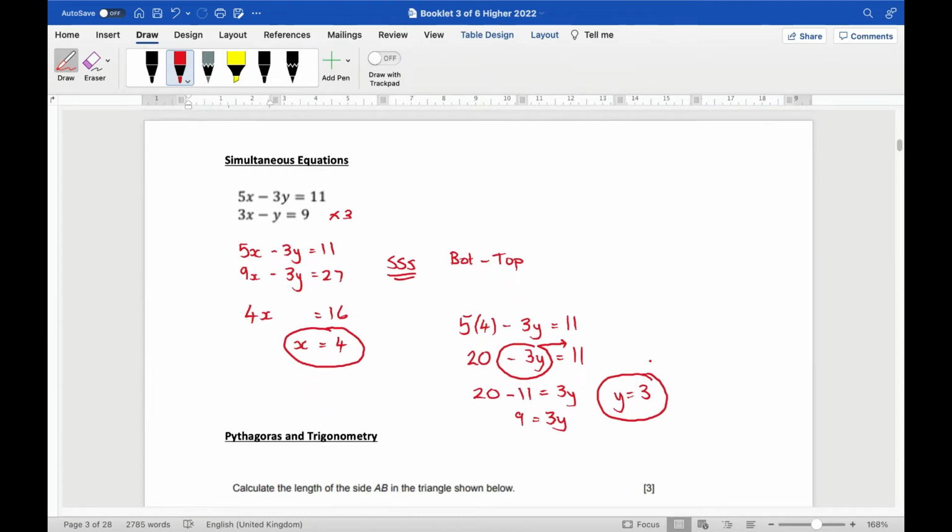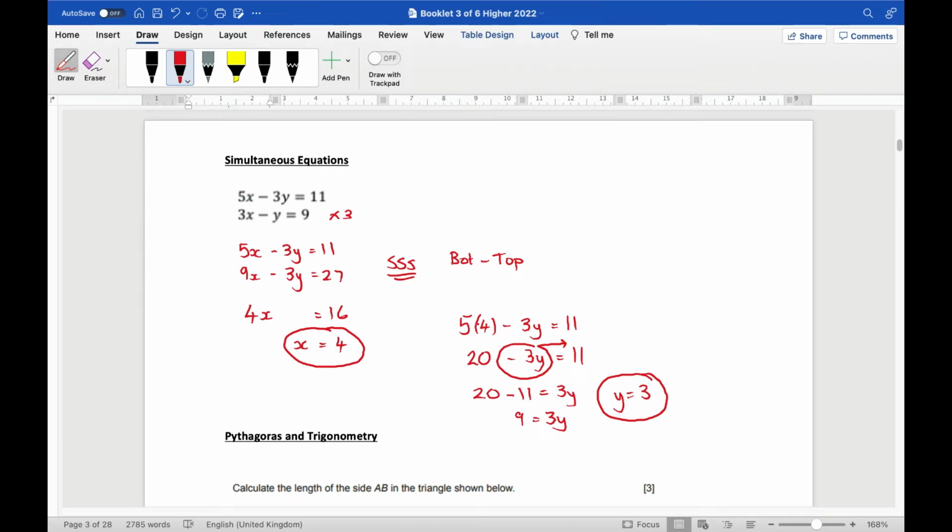Simultaneous equations. I've only had to change the bottom equation here. I've times the bottom equation by 3, so my coefficients of y, my numbers before y, are the same. Here they are. Everything in the bottom is times by 3. Because they're both negatives, same signs subtract, but because my bigger numbers are on the bottom, I've done the bottom numbers subtract the top numbers. So we've got 4x equals 27, take away 11, which is 16. So x equals 4.